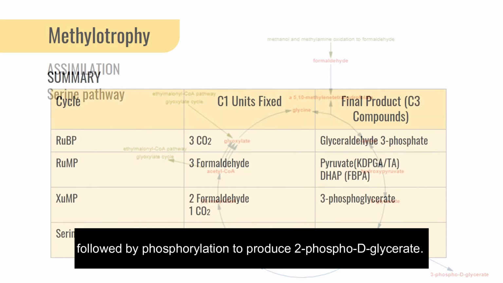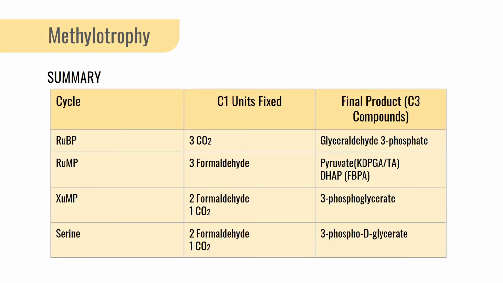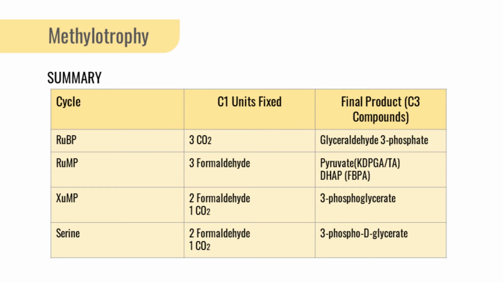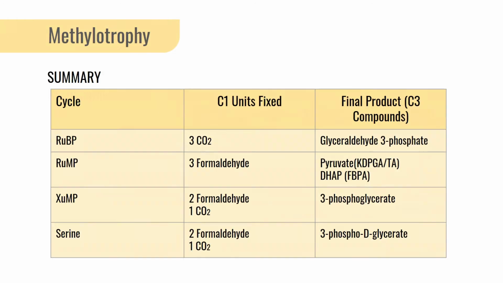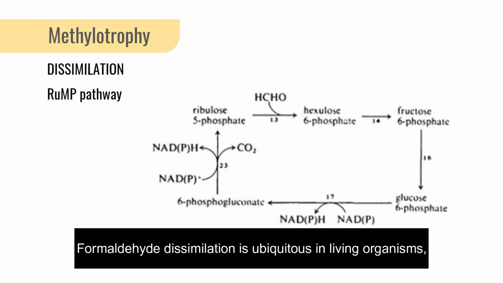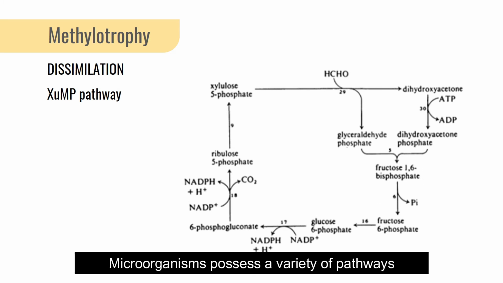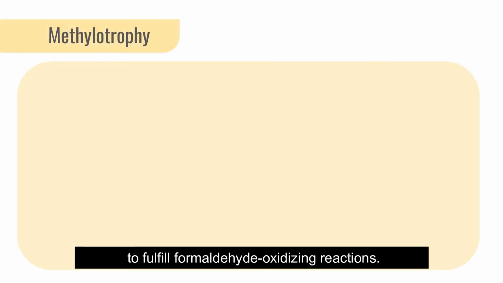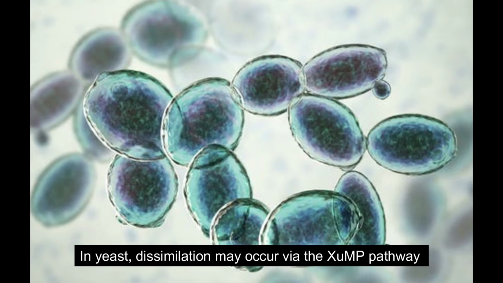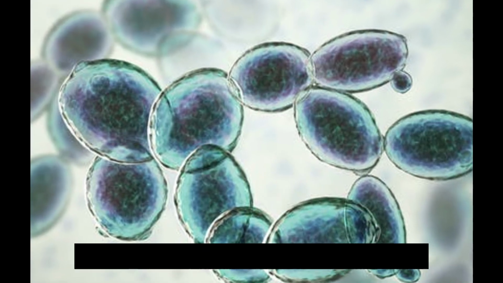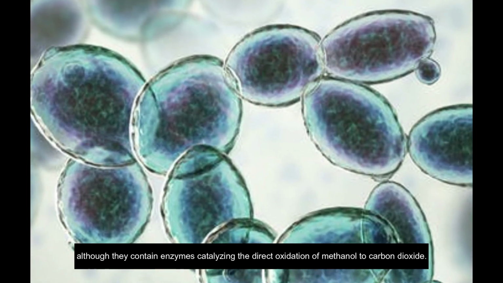To summarize, assimilation converts C1 compounds into C3 compounds. Listed in the table are the C1 compounds fixed in each pathway and the final products. Next, we will discuss the other fate of formaldehyde, which is dissimilation to CO2. Formaldehyde dissimilation is ubiquitous in living organisms, as formaldehyde is commonly produced from various demethylation reactions in cells. Microorganisms possess a variety of pathways to fulfill formaldehyde oxidizing reactions. In yeast, dissimilation may occur via the xylulose monophosphate pathway, although they contain enzymes catalyzing the direct oxidation of methanol to carbon dioxide.